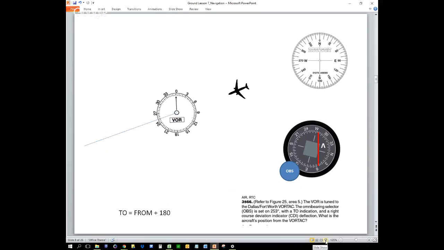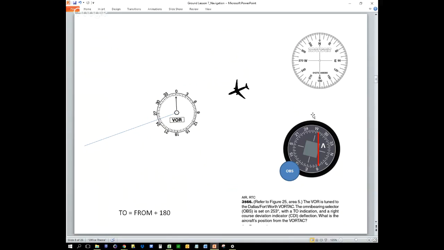So I thought, just to make sure that I'm explaining it well enough and you guys are understanding everything, I was going to do a couple of examples here, and I pulled these questions from the FAA test. So these will be the kind of questions that you see on the written test. The VOR is tuned to the Dallas-Fort Worth VORTAC. The Omni Bearing Selector, OBS, is set to 253.